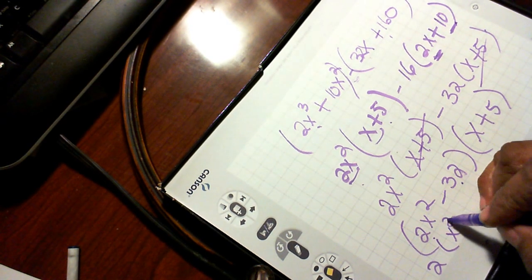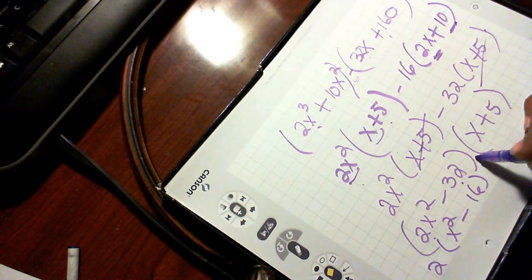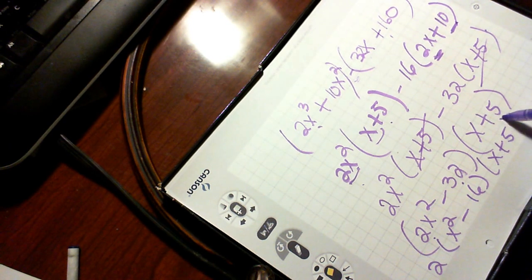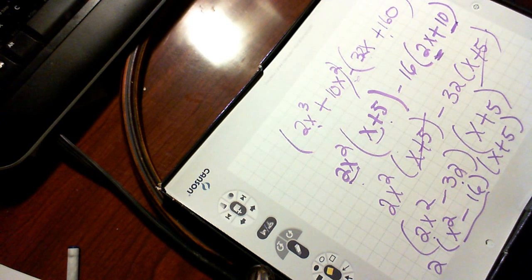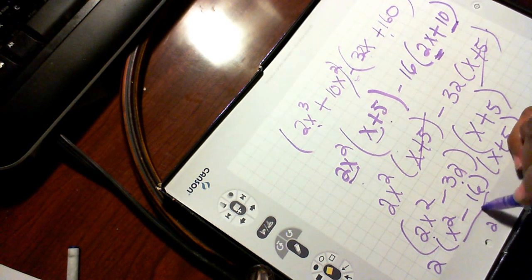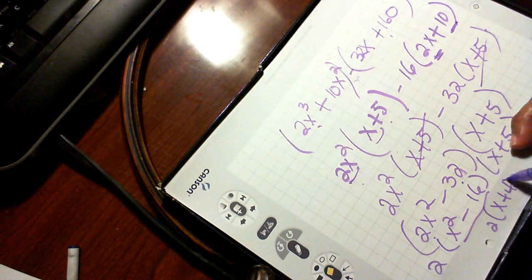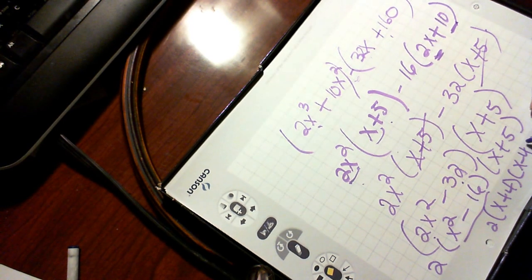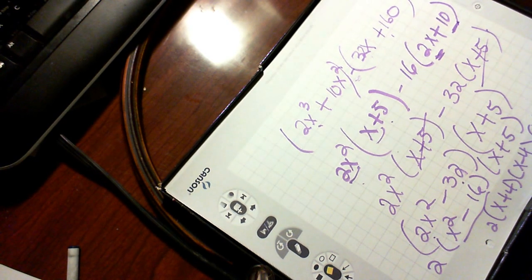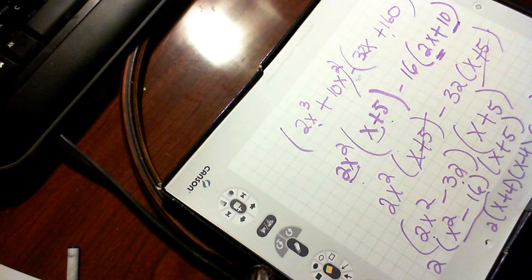Now you can factor out some more here. If you factor out a 2, you have 2 times (x squared minus 16) times (x plus 5). Now this can be factored again: 2 times (x plus 4)(x minus 4) times (x plus 5).